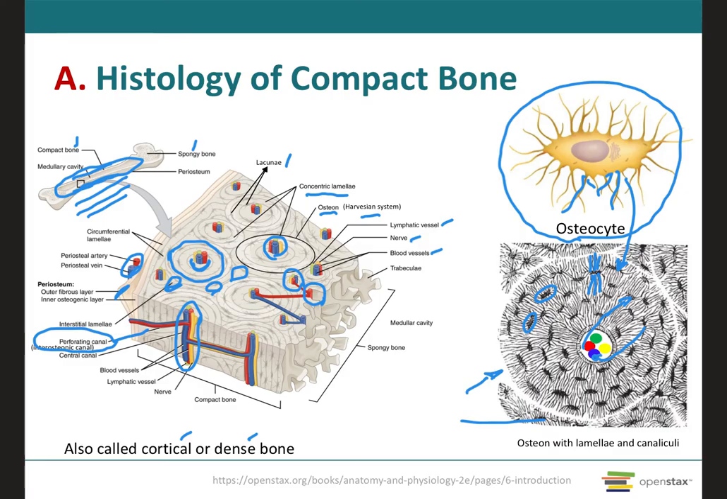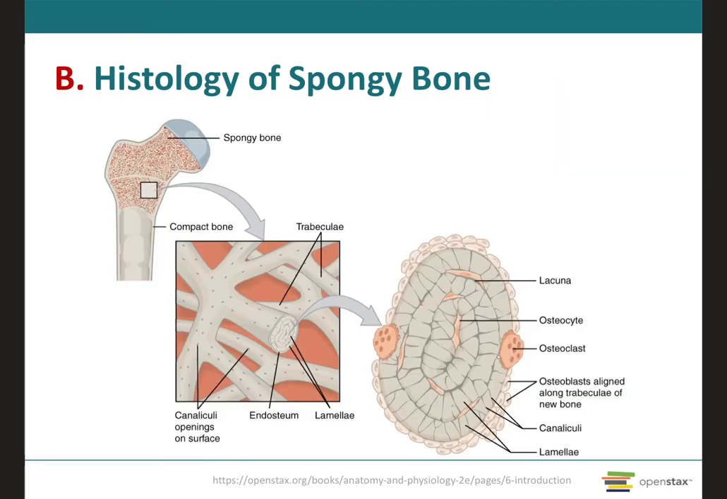Arranged around the entire outer and inner circumference of the diaphysis of a long bone are structures called circumferential lamellae. The circumferential lamellae directly deep to the periosteum are called external circumferential lamellae. They are connected to the periosteum by these perforating fibers, and the circumferential lamellae that line the medullary cavity are called internal circumferential lamellae.